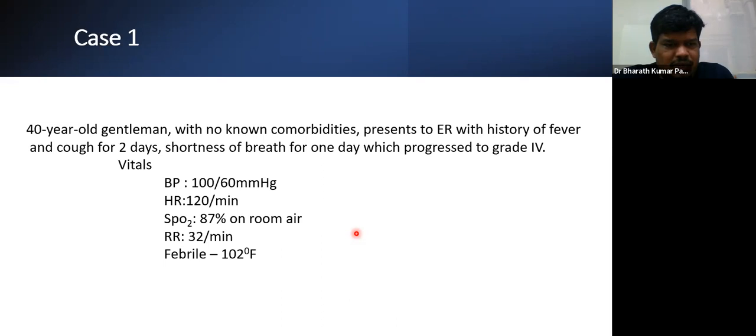So when we come to the approach of this case, the abnormalities that you could make out clearly are, apart from the history, like patient is having a fever, cough, and shortness of breath, which probably points towards some lung pathology. If you see other vitals, the heart rate is 120 per minute, respiratory rate is 32 per minute, with saturation of 87% on room air. So whenever we see a patient of this kind, that is patient is having hypoxia with a saturation of 87, with tachycardia, that is heart rate of 120 per minute, and tachypnea, that is respiratory rate of 32 per minute.